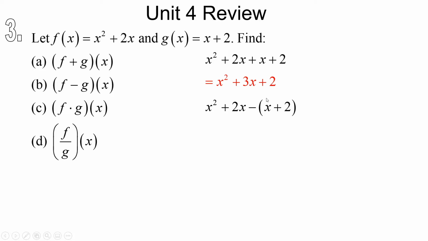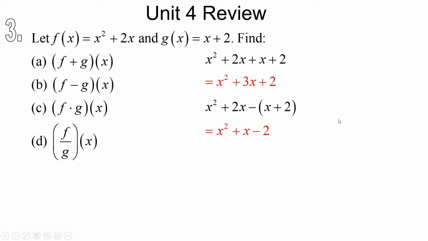We need to put the g of x within parentheses so we remember to distribute that minus to every term in g of x. So let's simplify this one now. I have the 1x squared, but now look at this. I have 2x minus an x to give me 1x plus x. And now we've got the minus the positive 2, so that's a minus 2. And there it is. F minus g of x is x squared plus x minus 2.